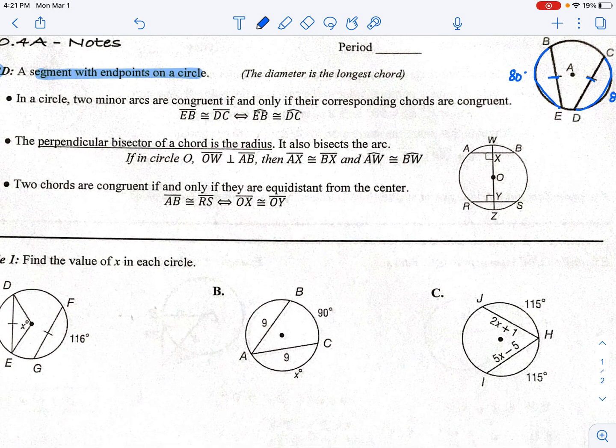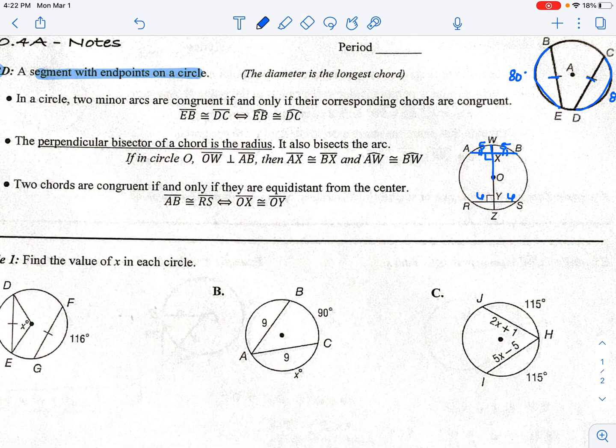Right? We know the perpendicular bisector of a chord is the radius. So we have a chord here, AB, and it is bisected by the radius WO. When that happens, it creates 90 degrees, and it creates two equal segments. That AX is the same as BX. So if this is 5, this would be 5. If this is 6, this would be 6, so on and so forth.